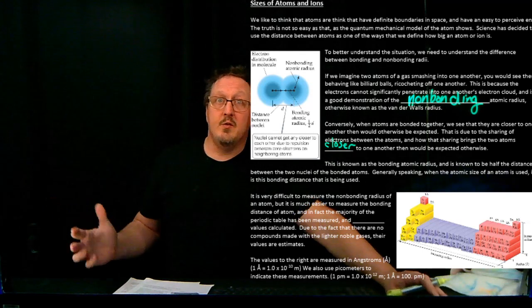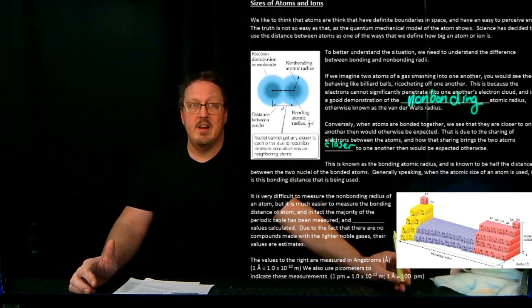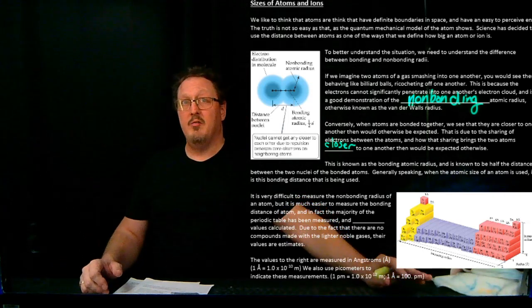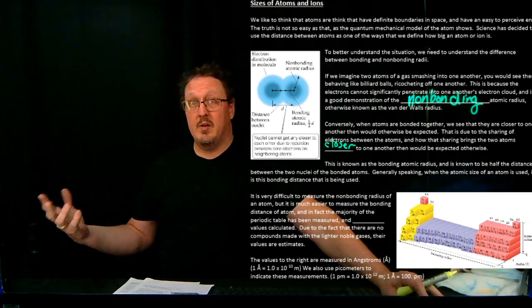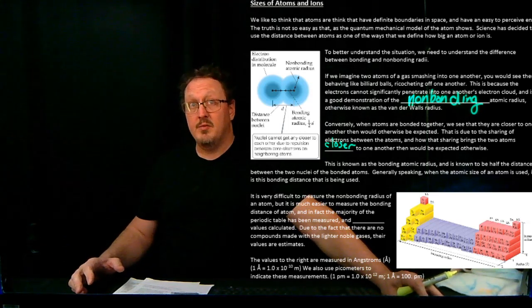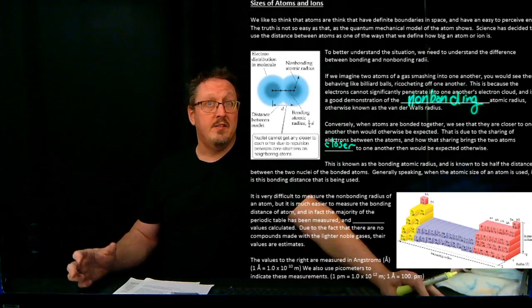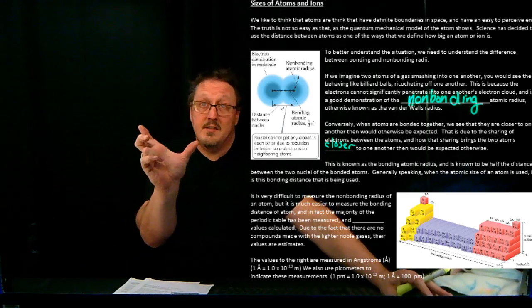And so this is our bonding radii. The bonding atomic radius is known to be about half the distance between the two nuclei of the bonded atoms. That's how science defined it. They said we can establish the distance between the nuclei of these two atoms as they're bonded together, and we're going to say that the bonding radius is half of that distance. We're just assuming that it's an equal distance split.